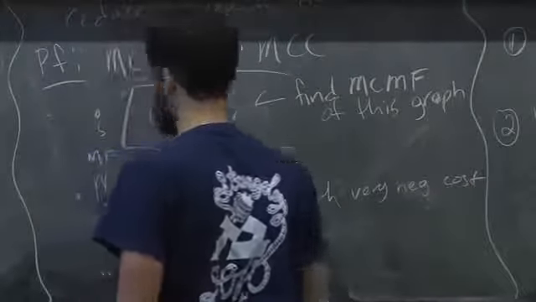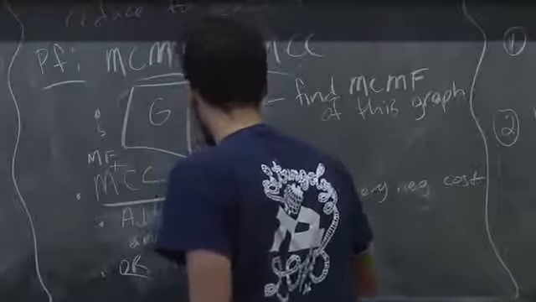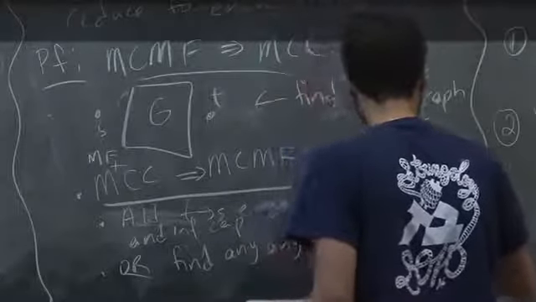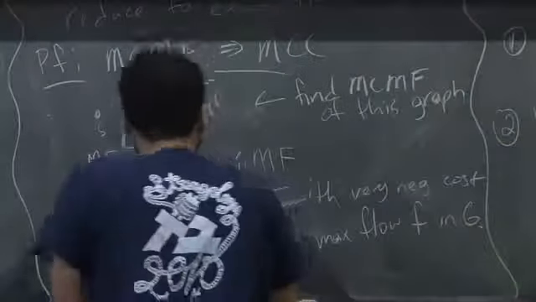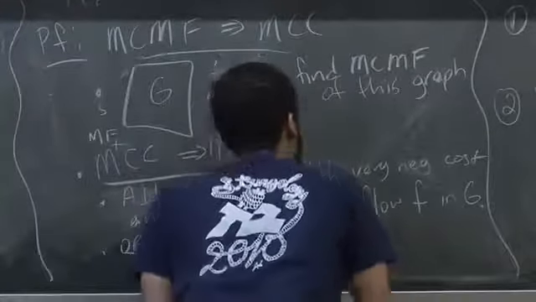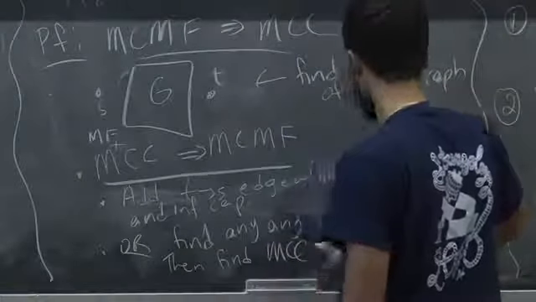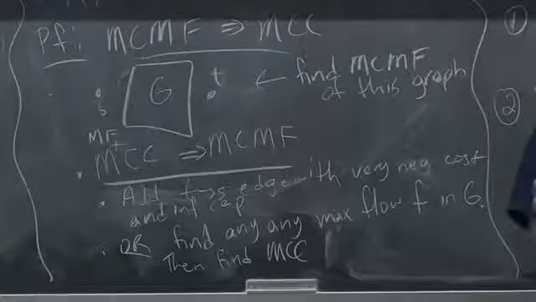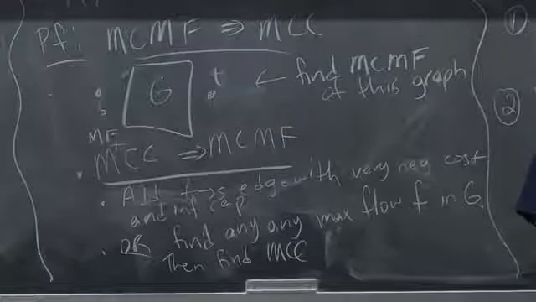Or another thing you could do is find any max flow F in G, then find MCC F star. So notice that the difference of any two ST flows is a circulation, as long as they have the same S and T, the same flow value. Yes, sorry, that's right. Any two ST flows of the same flow value, their difference is a circulation.